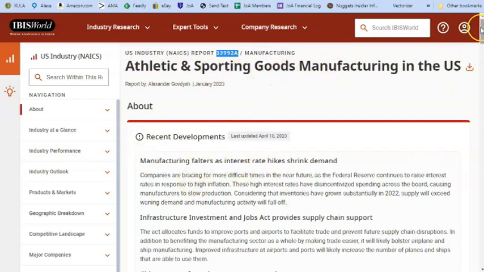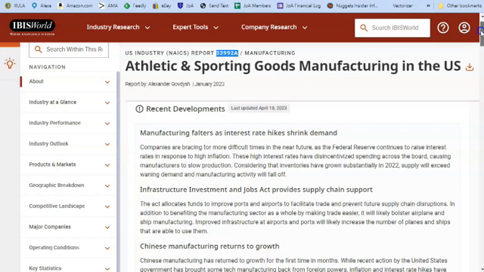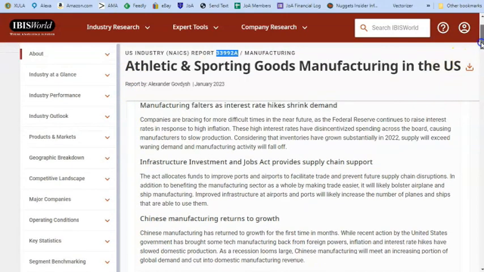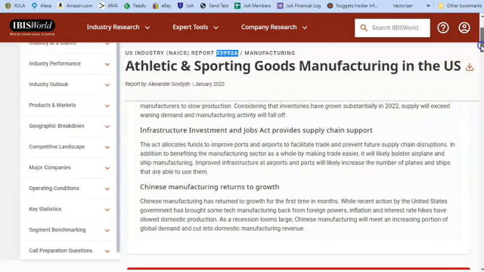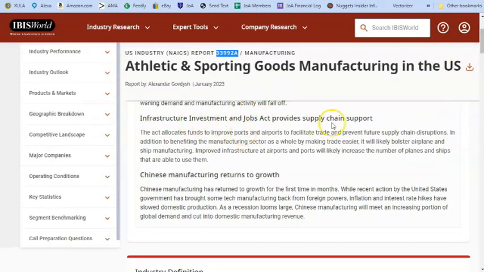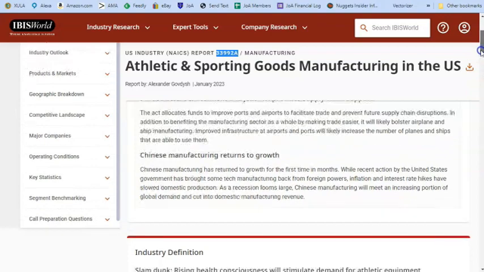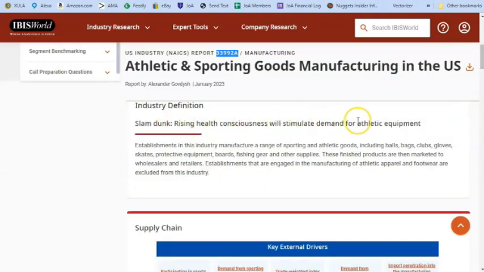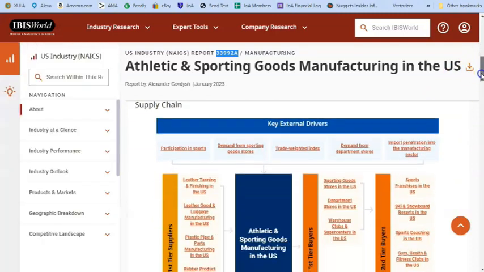So here we are with a lot of great information, recent developments in this area. Manufacturing falters as the interest rate hikes shrink demand. The what's happening with the Jobs Act, how that's affecting the supply chain. Chinese manufacturing is returning to growth. Rising health consciousness will stimulate demand for athletic equipment. So they say slam dunk here. So what they've done here is they've picked out one key fact that sums up this industry.